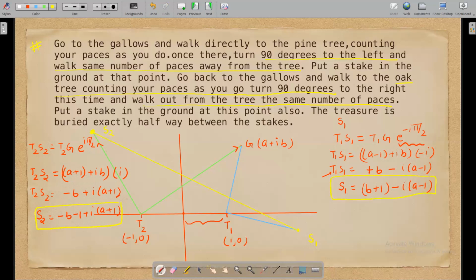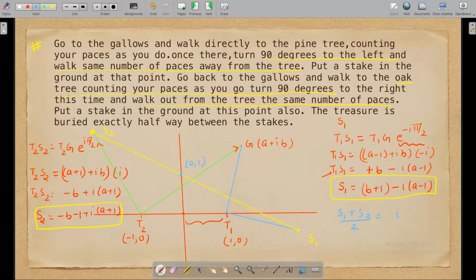What you need to find out here is just the middle point of S1, S2. So let's write that down and find out the position where we have to dig to get the treasure. What you need to do is find the middle point, S1 plus S2 by 2. So adding the two complex numbers together and dividing by 2 gives me iota. So b got cancelled, 1 got cancelled, a got cancelled, and we are just left with iota over here. Iota means here is the position. This is the point where you have to dig to get the treasure.